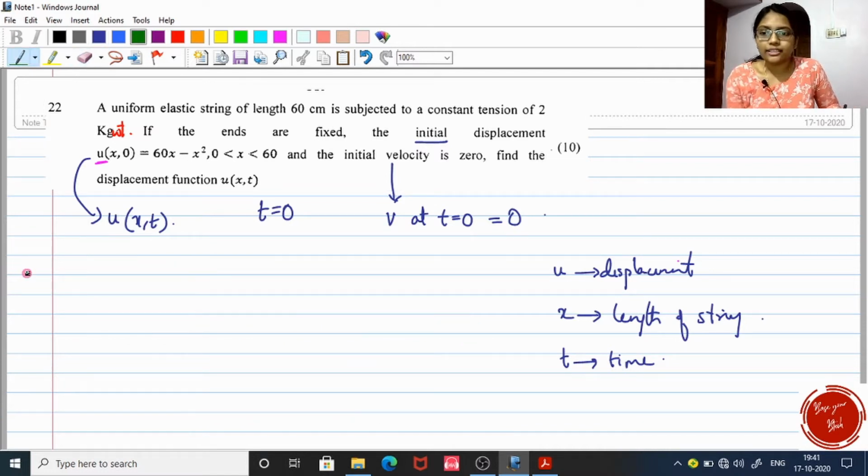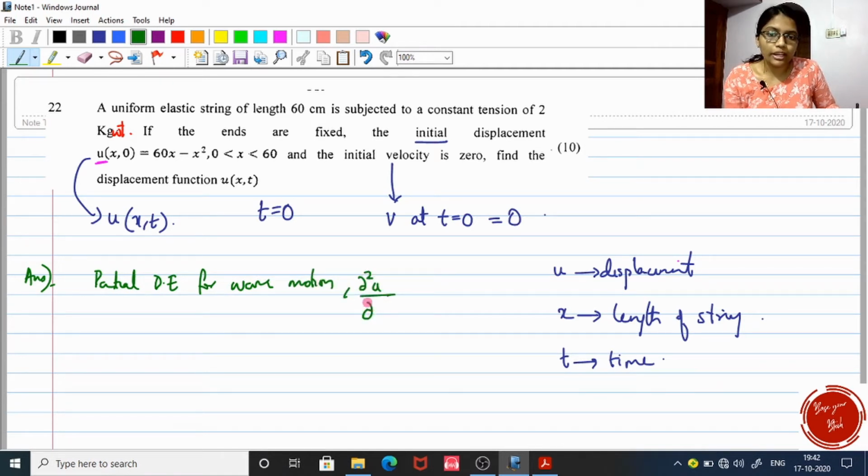So now let's start answering. You have to start by writing the partial differential equation of the wave motion. It is dou square u by dou t square is equal to c square into dou square u by dou x square. u is the displacement, t is time, and x is the length of the string. And what about c square? c square is actually T by rho, or tension by rho.